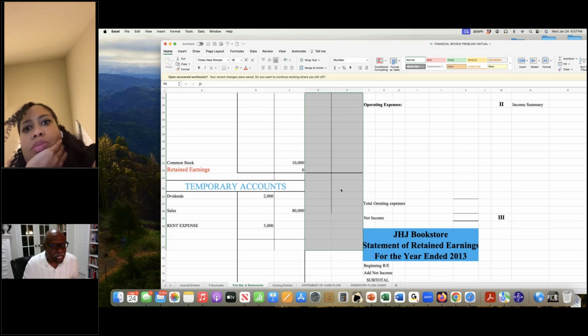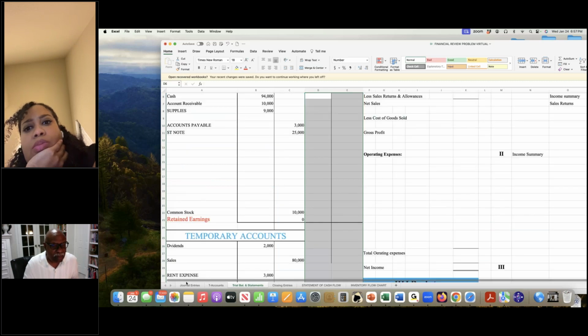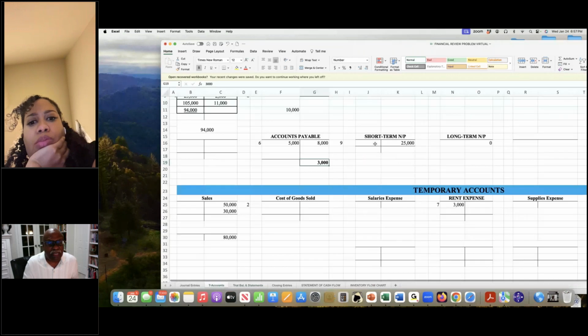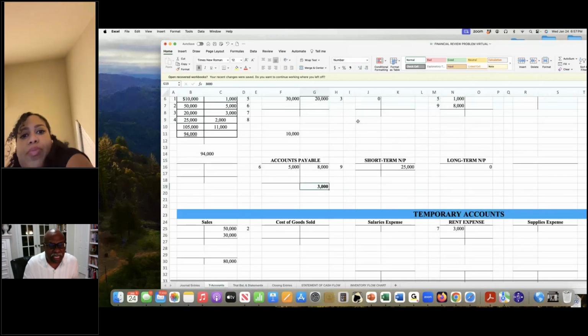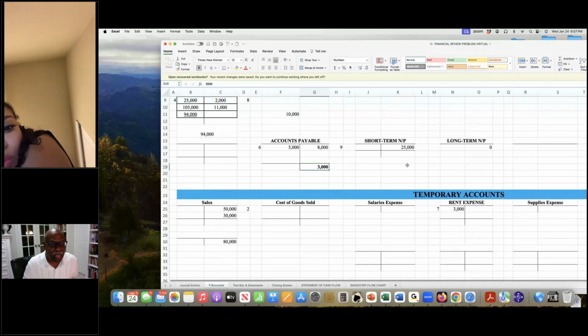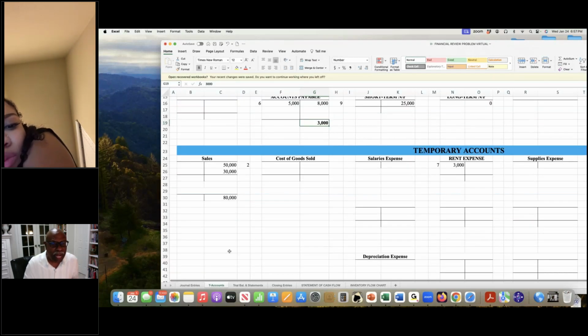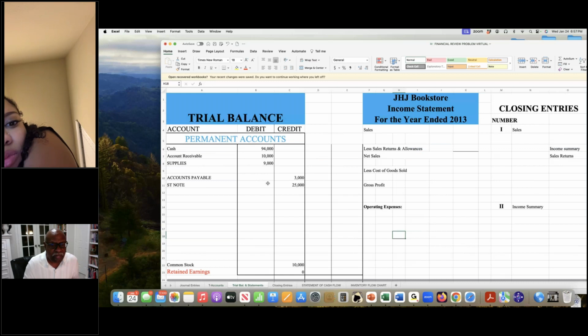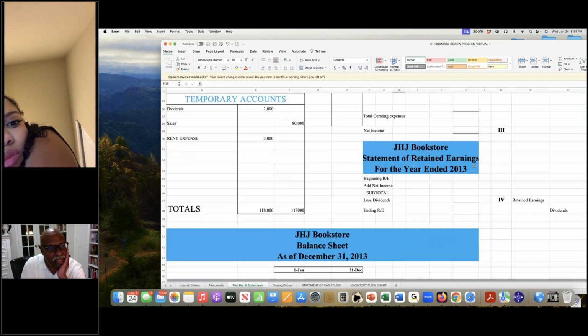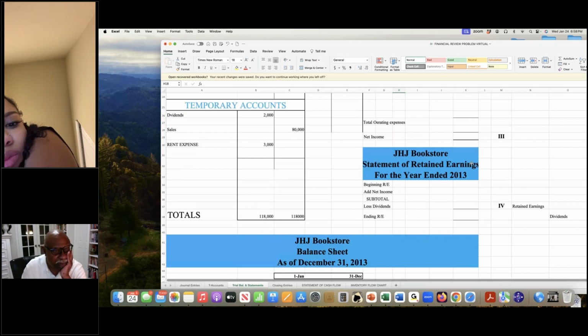So, what have we done? We've made journal entries. We posted those journal entries to the T accounts to find out how much is in each T account. And then we prepared a trial balance to make sure we were in balance. The next thing we want to do now is prepare an income statement.